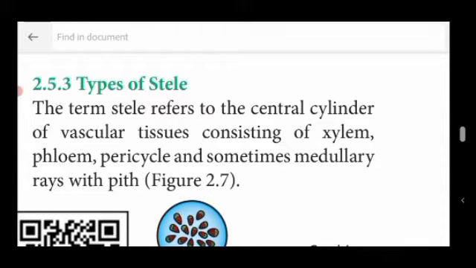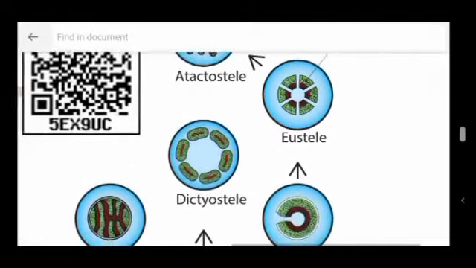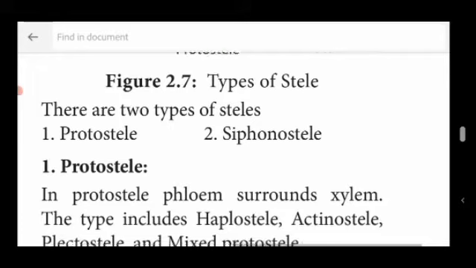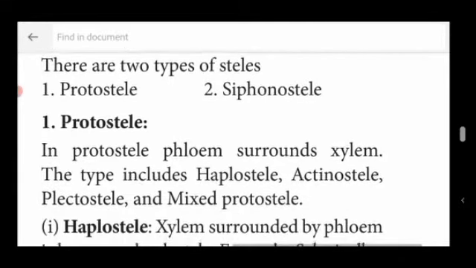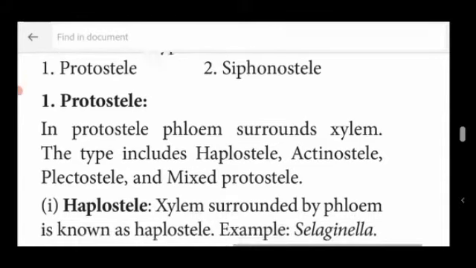The term stele refers to the central cylinder of vascular tissues. It consists of xylem and phloem and also pericycle, and in some plants it consists of medullary rays with pith. The stele is classified into two major types: protostele and stephanostele.